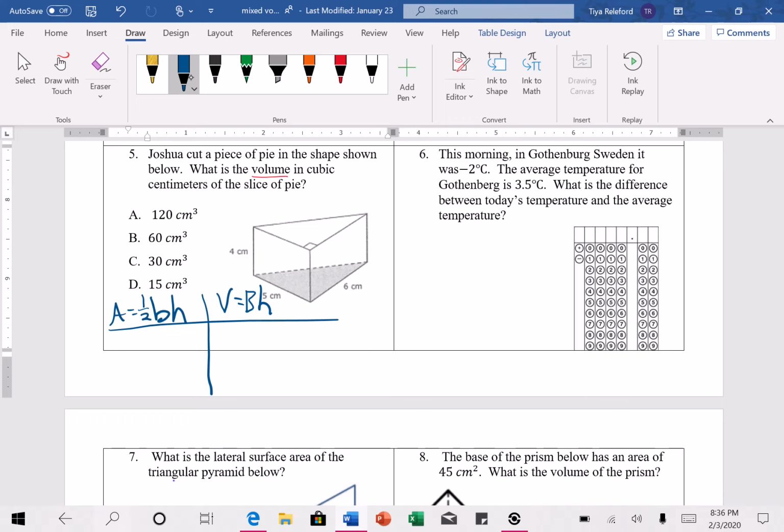This morning in Gothenburg, Sweden, it was -2. The average temperature for Gothenburg is 3.5. What is the difference? It is a big difference. We have to go from 3.5 to 0 and 0 to -2. Remember, it should be a big difference.